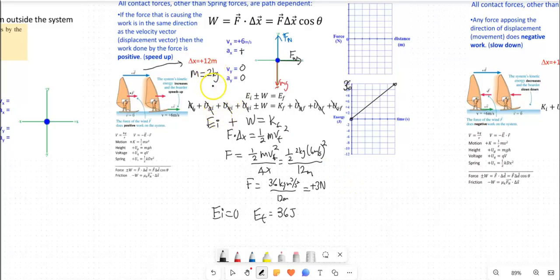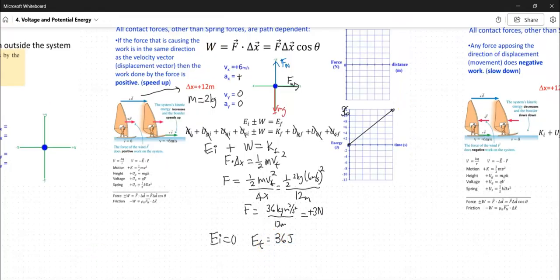I forgot to put in little pluses here. So it started off at 0 and it ends at positive 36 joules, right? So we know that delta x is equal to (V final plus V initial) delta t over 2. So 2 times delta x divided by V final plus V initial is equal to delta t.